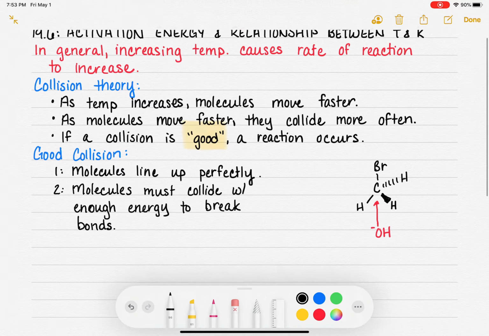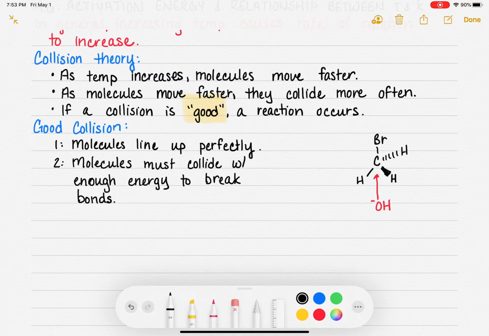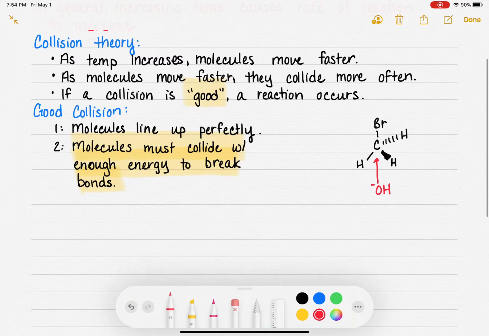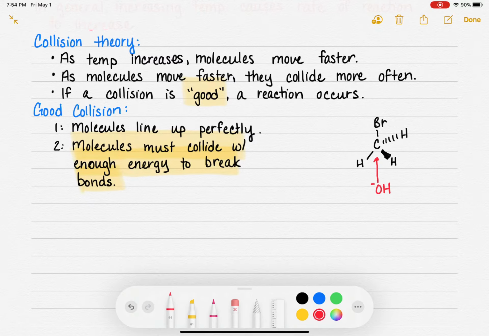In order for a collision to be good, molecules have to collide with each other with enough energy to break the bonds that need to be broken for the reaction to take place. And this minimum energy that is necessary to break these bonds and to lead to a good collision is called the activation energy.